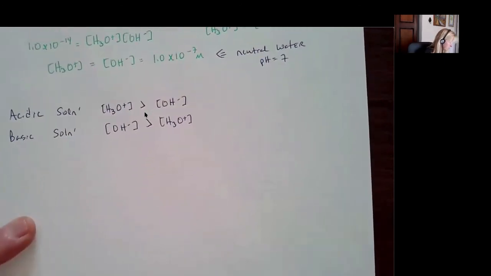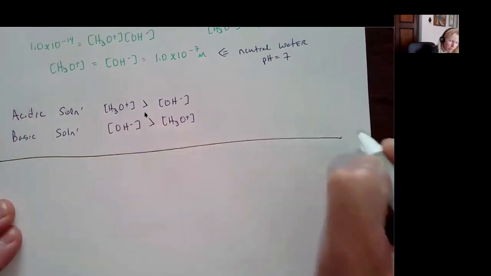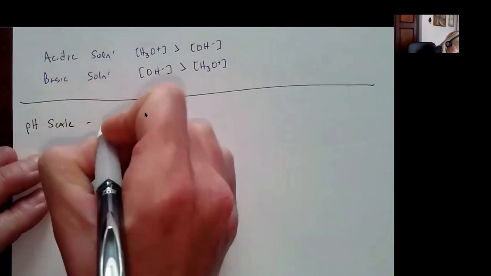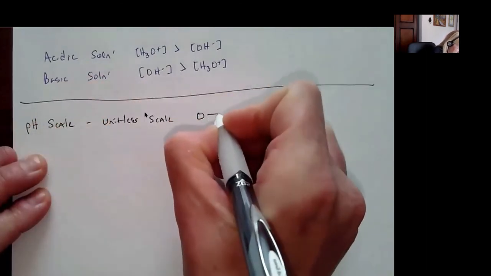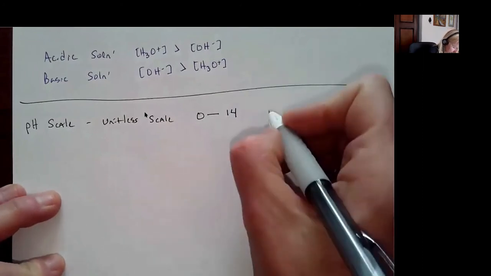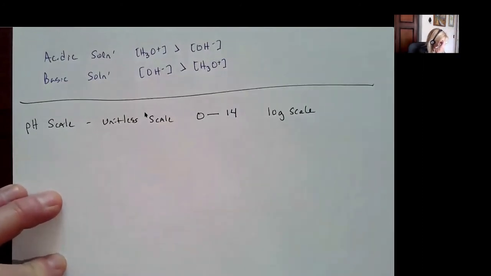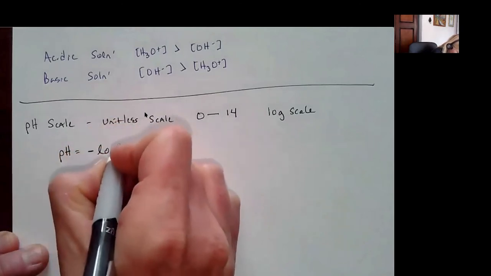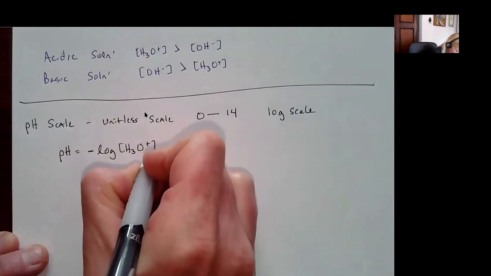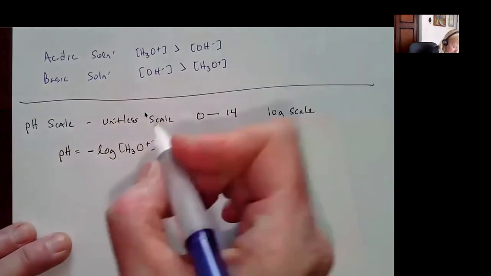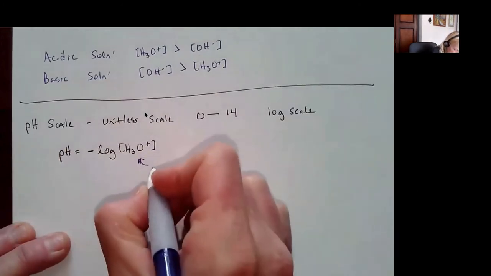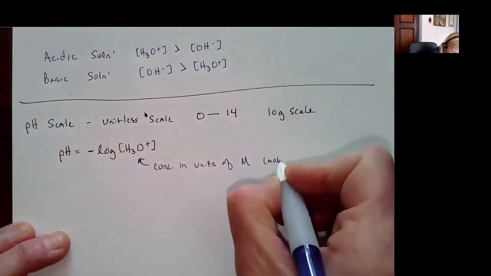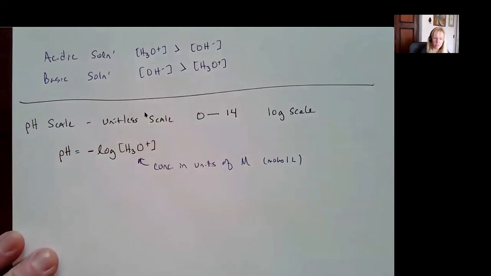Probably a good time to break from equilibrium and review pH really briefly. So, the pH scale. This is a unitless scale from 0 to 14, and it's a log scale, so we're going to be looking at logs. To calculate pH, I'm going to take the negative log of the hydronium ion concentration. And this is in molarity, right? That's what these brackets mean. So this is concentration in units of big M, which is moles per liter.